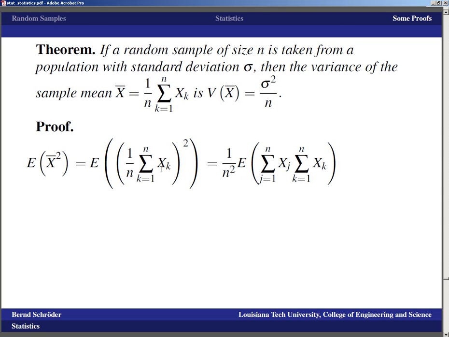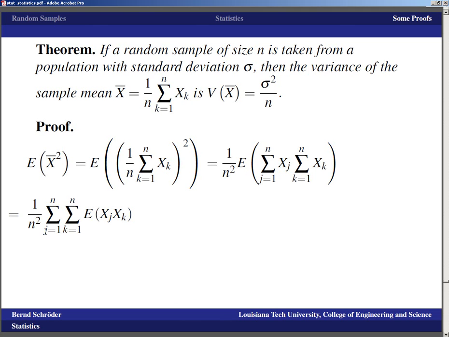And the summation of the xk squareds, that's just the sum j equals 1 to n xj times the sum k equals 1 to n xk. And what comes next, I think, should be familiar because we're again going to look at what happens when j is equal to k and what happens when j is not equal to k. First of all, we pull out the summations, right? We can pull sums out of expected values.